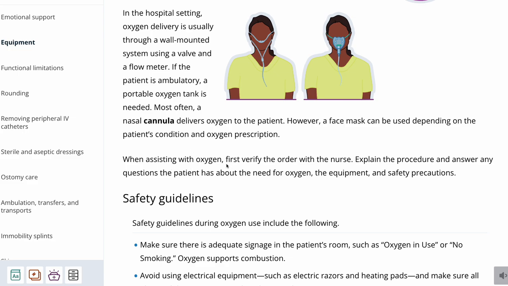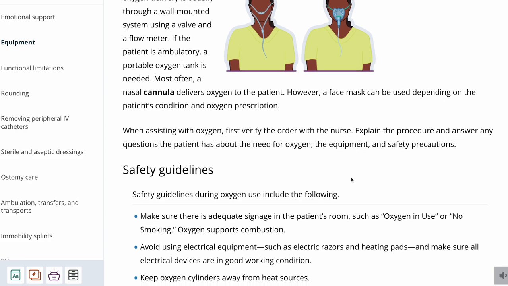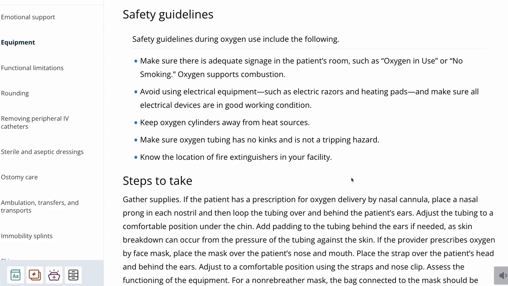When assisting a patient with oxygen, first verify with the nurse that they're supposed to have it. Explain the procedure, answer any questions about the need for oxygen, and make sure they understand safety. So oxygen safety is a thing. When I worked at the burn unit, I can't tell you how many people would come in with their whole face blown off because they did something inappropriate with oxygen. And I'm talking about the whole skin on the face gone.